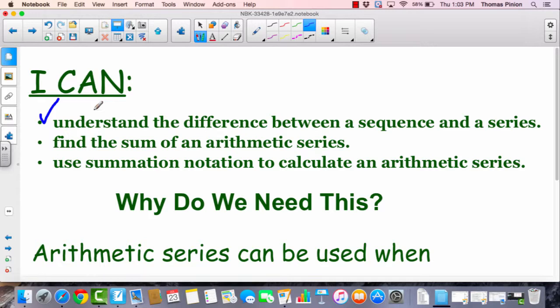Okay. Now, the second one, I can find the sum of an arithmetic series. Hopefully, you can do that now, being given that formula that we used. And we'll look at the third I can statement tomorrow night.